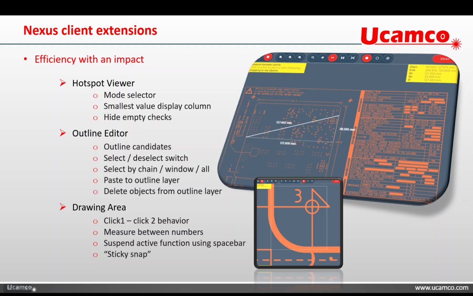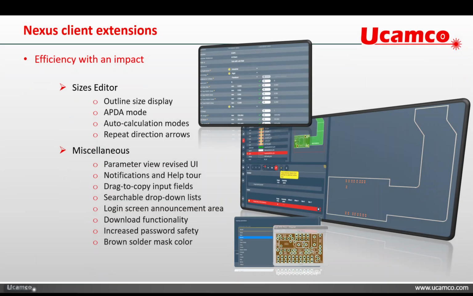Drawing area behavior, click 1, click 2, also that you will see what is meant with this. It's very nice, very pleasant to work with. Again, there is a new measure between numbers function, suspend active function using the space bar in case you're working on a large data set, large in the sense of X and Y dimension, and you need to zoom in on one corner and then go and do something else in the other corner, that sort of thing. We've also reworked the snap function so that it's much more sticky, I would say.